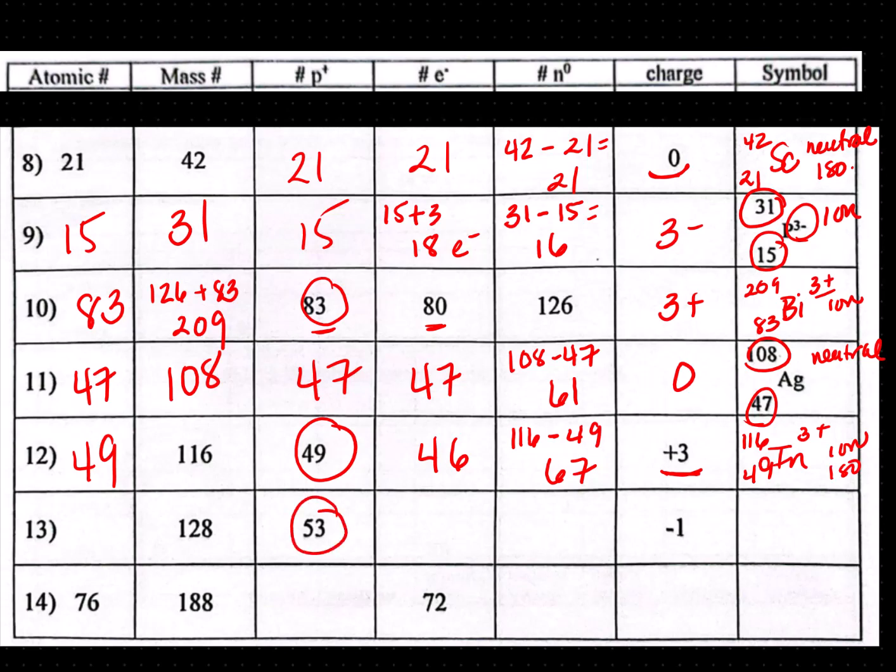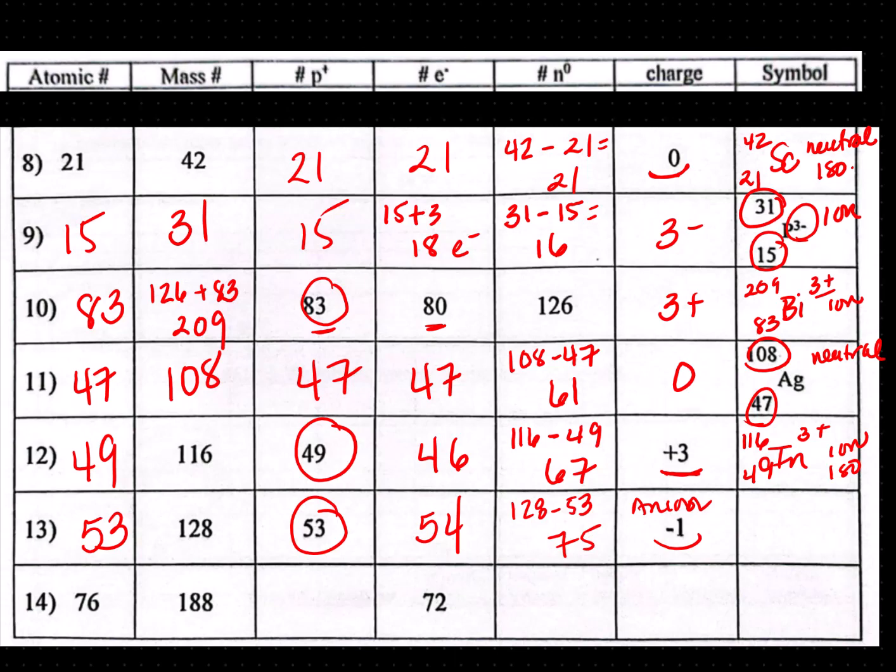The next one has 53 protons, so that means the atomic number is 53. Its charge is a -1, so this is an anion, which means it has 1 more electron than proton, so this is going to be 54. The number of neutrons is 128 minus 53, which is the number of protons, and this is equal to 75 neutrons.